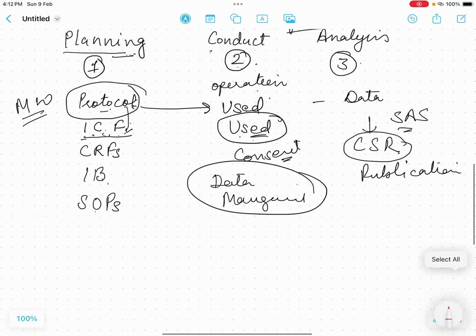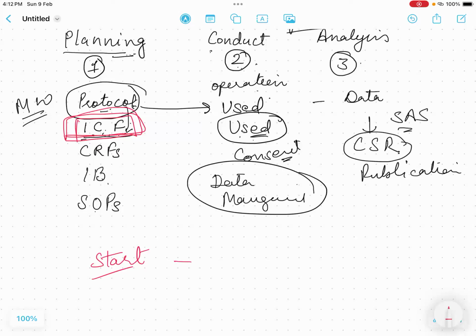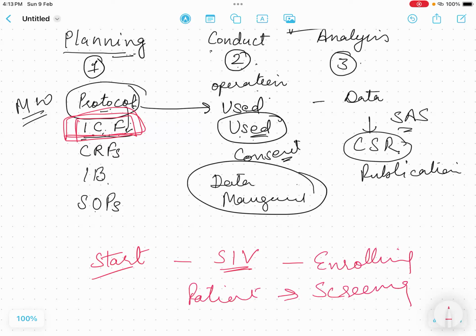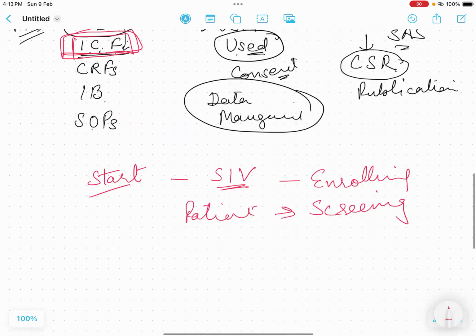So our focus for today will be the ICF only, right? But you have to always imagine this in a bigger picture, because the moment our trial starts, a site initiation visit happens, which is a monitoring visit. You can start enrolling your patients. So first, when a patient comes in, the first thing that happens is screening, that is, whether that person is eligible or not. Maybe some medical test can happen if needed.